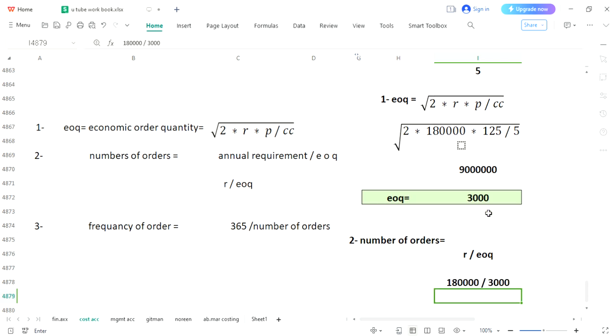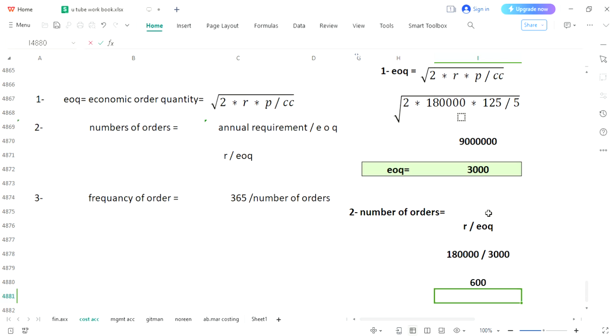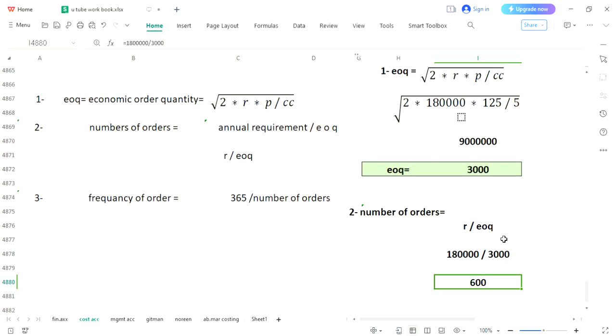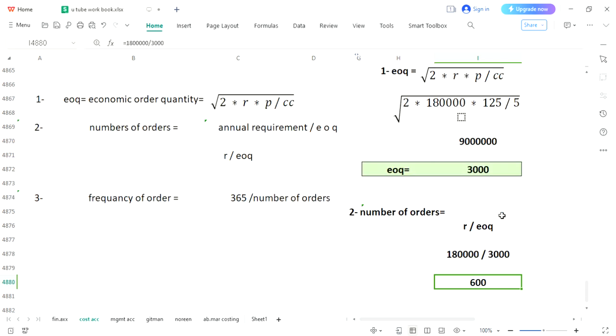So at this stage, put it on your calculator, 1,80,000 divided by 3000. So the amount which you have calculated is number of orders 600. Economic order quantity 3000. Let me see how much. Oh, we have put an additional zero. 1,80,000. Okay, number of orders are calculated as 60.